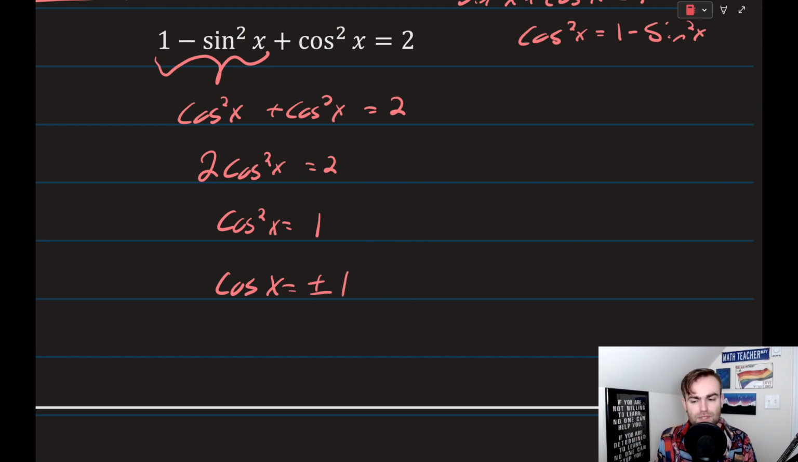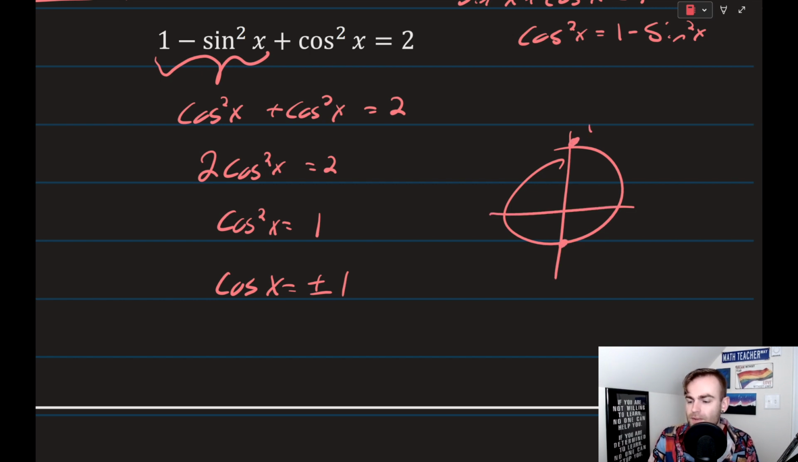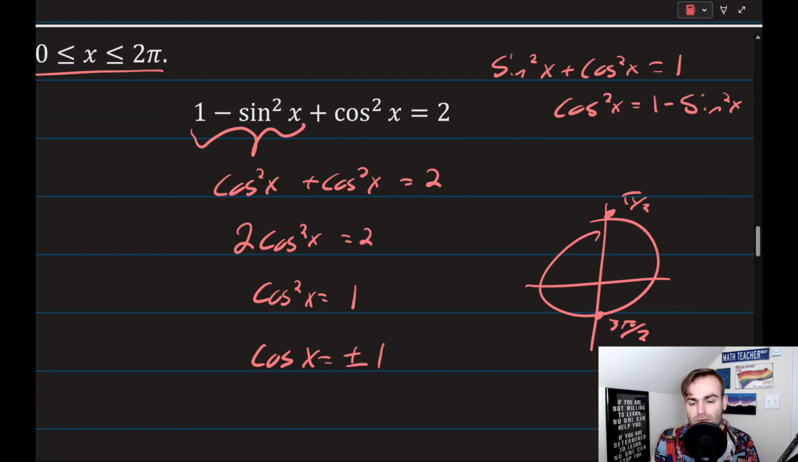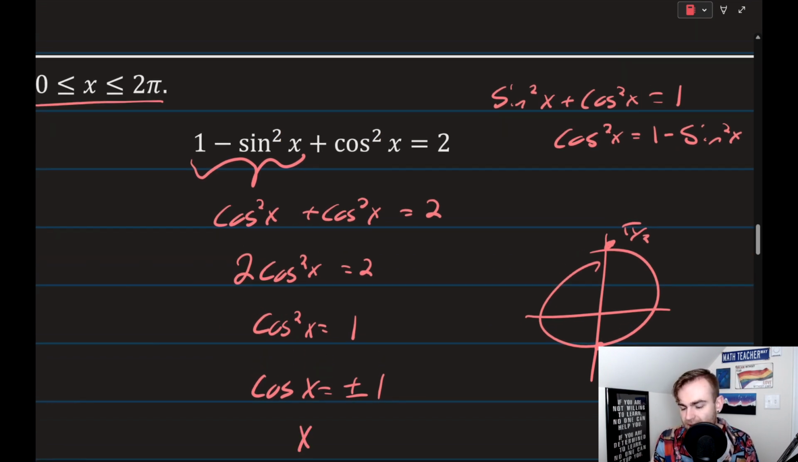Where does that happen for cosine? On the unit circle, it happens at the tippy top and the tippy bottom, right? So it happens at pi over 2 and 3 pi over 2. And because we're, again, restricting ourselves between 0 and 2 pi, those are the only possible solutions. So x is equal to pi over 2 and 3 pi over 2.